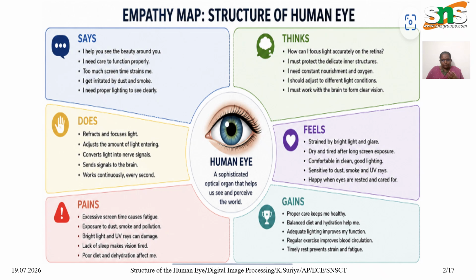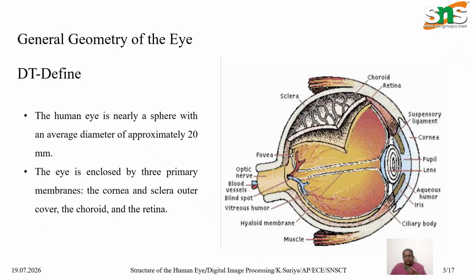So when we strain our eyes with bright light, our retina can get damaged. So we have to look at how to focus the light accurately on the retina. So let us begin with the overall structure of the human eye. The human eye is almost spherical in shape with an average diameter of about 20 millimeters. Although it is small, it is an incredibly sophisticated optical system.